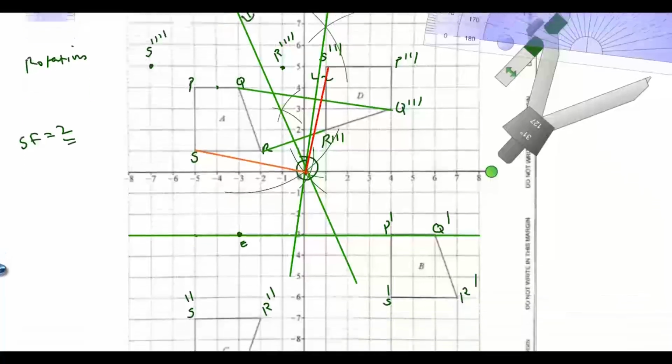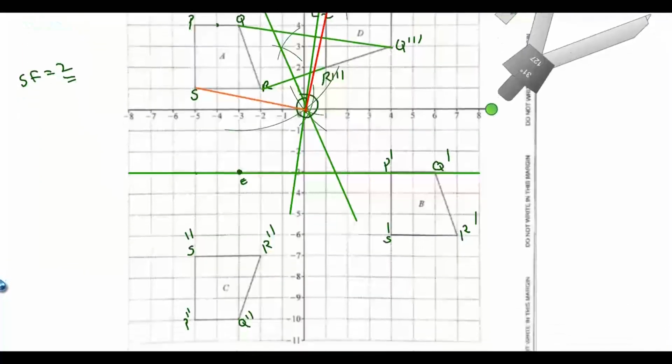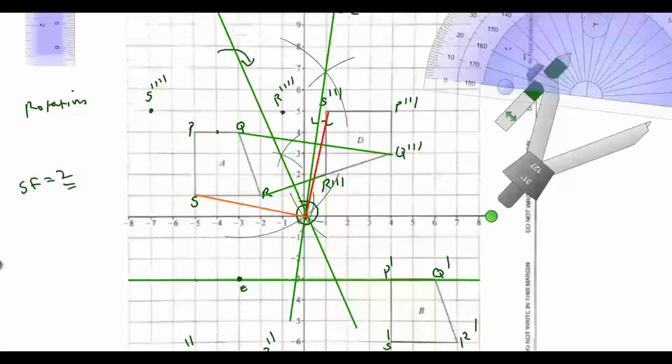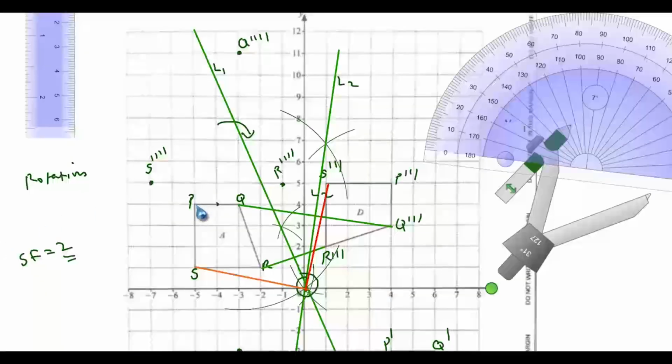The last one will be from here. To point P, it should be 1, 2, 3, 4, 5, 6, 7, so 7 up, then 2 to the left. Let's double it from there. It will be 1, 2, 3, 4, 5, 6, 7, then 1, 2. So this is what we'll get here. That is x equals -7, then y equals 11.